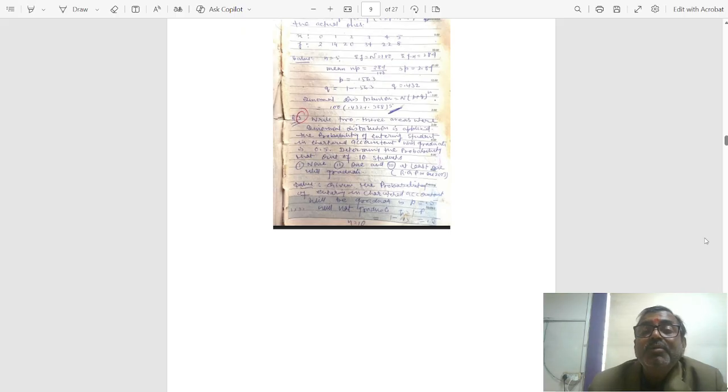The binomial distribution is N into (p plus q) to the power n. So that equal to 100 into (0.43 plus 0.568) whole power n. That is the binomial distribution.